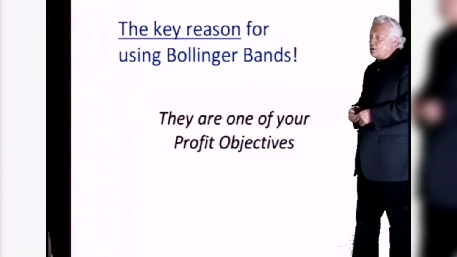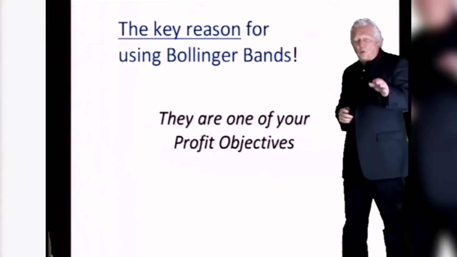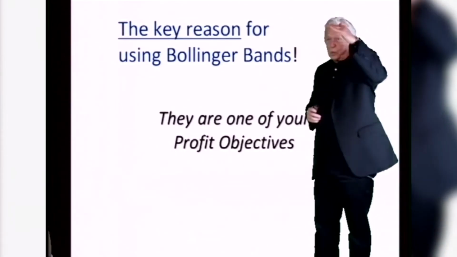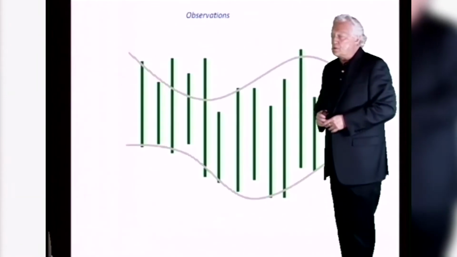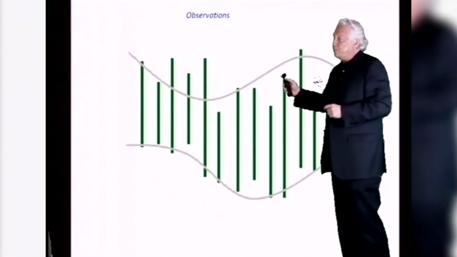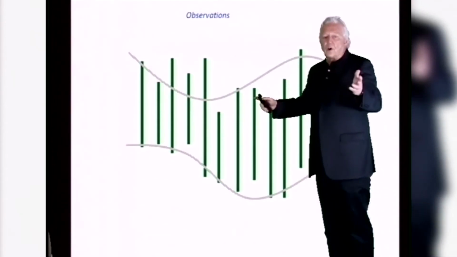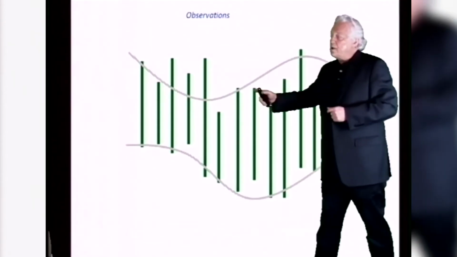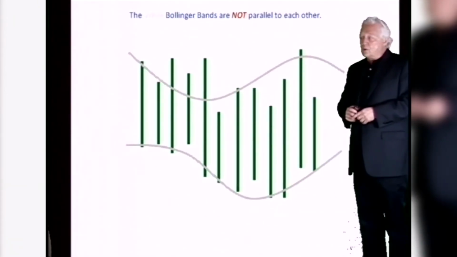Now let's take a look at what this all looks like as I bring them on, because the Bollinger Bands are going to be one of your profit objectives, or another way you can look at it, a resistance objective and a support objective. It depends what you're looking to use it for. People do it differently. The first observation is the green lines represent, let's call it a bar chart. These whitish lines, both the top and bottom, are the Bollinger Bands.